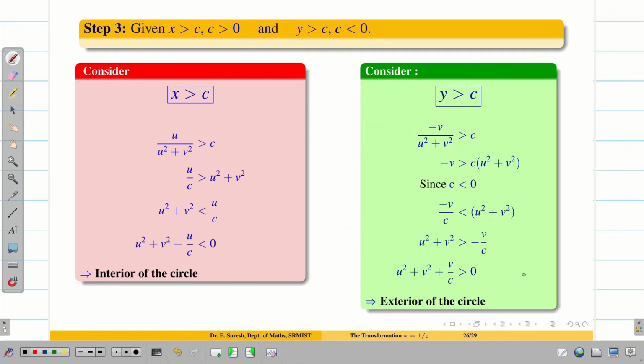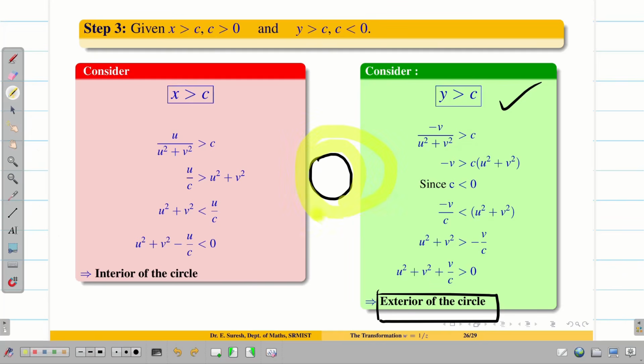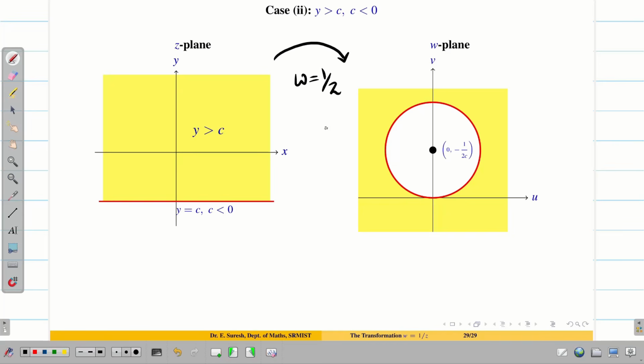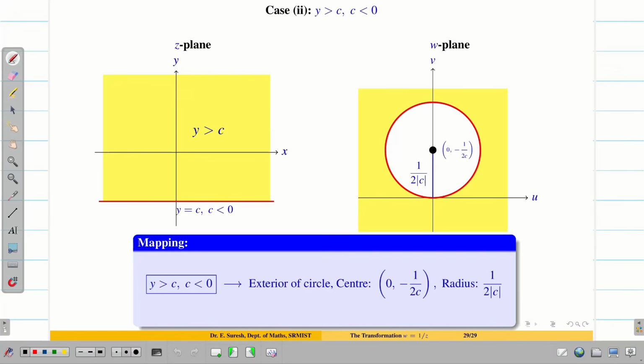Now again see the second data. It represents the exterior of the circle. So whenever I draw a circle, I have to shade the exterior part of the circle. So I have to shade like this. This is the transformation that happened from the z plane to the w plane under w equal to 1 by z. So y greater than c when c less than 0 is turned into the exterior of a circle in the w plane.